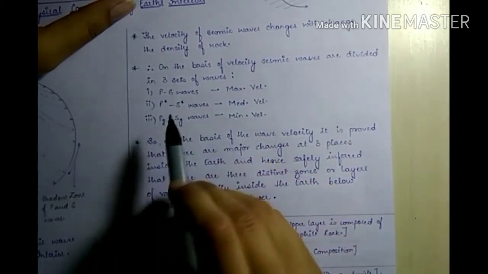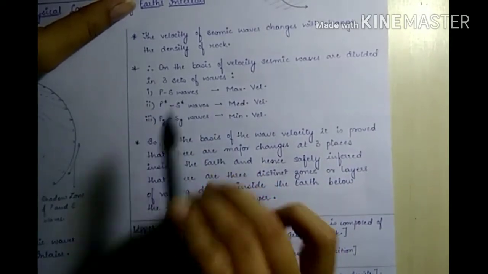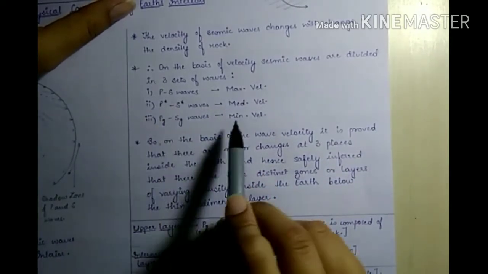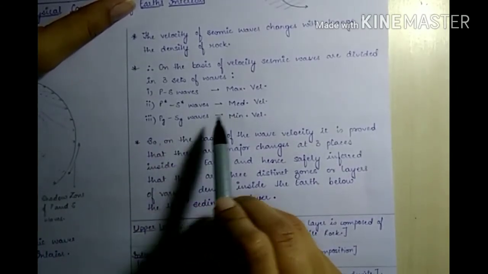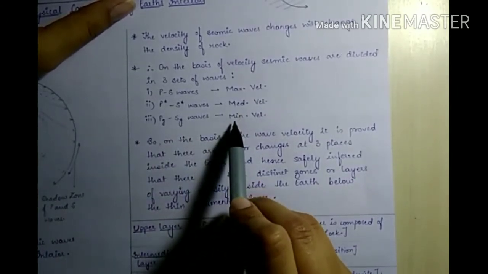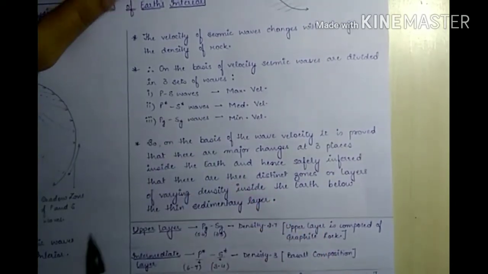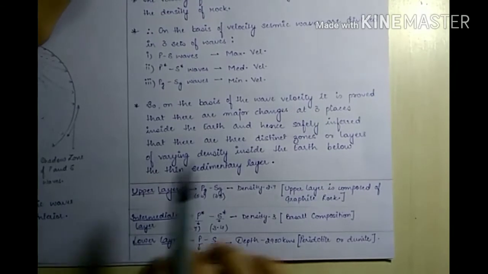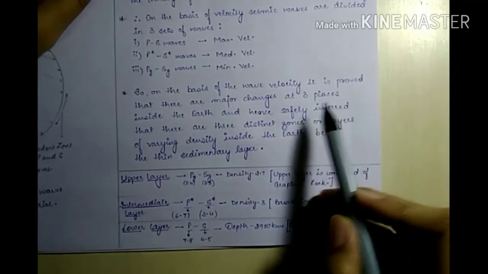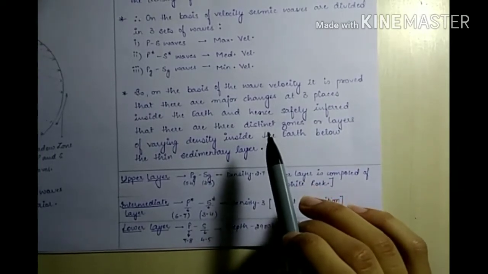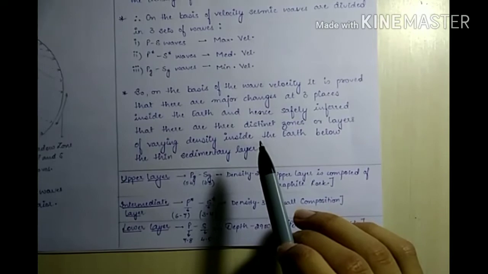Okay, so first set is of maximum velocity. We call it P and S wave, simple P and S wave. Then minimum velocity is PG and SG waves. Okay, and the medium velocity, that is between maximum velocity and minimum velocity, is P star and S star waves. So on the basis of wave velocity, it is proved that there are three major changes at three places. Okay, there are major changes at three places inside the earth.